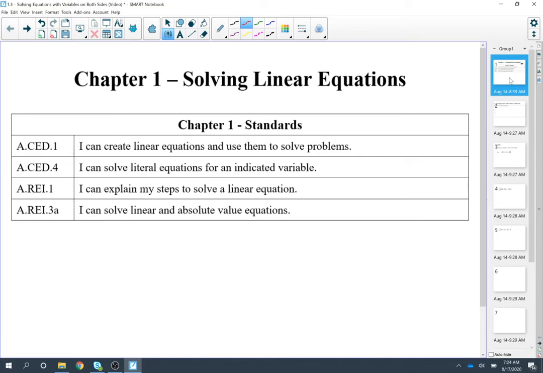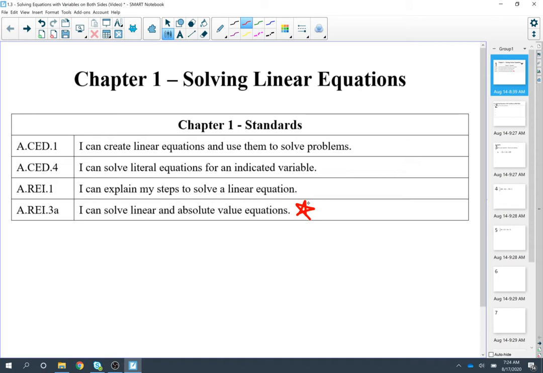Okay, everybody, and welcome back to Chapter 1. Today we're going to be moving on to Section 1.3. Just to do another recap of where we are with our standards, we're still really focusing right here. Section 1.3 is solving equations with variables on both sides. So we're just solving more equations.